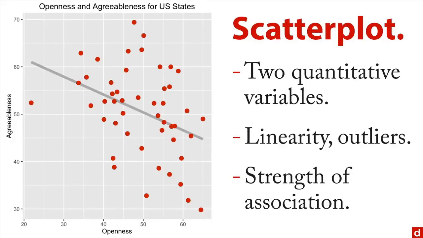And this is an interesting one for me because we have openness across the bottom, so more open as you go to the right, and agreeableness. And what we see is there's a strong downhill association. The states in the United States that are the most open apparently are also the least agreeable. So we're going to have to do something about that.